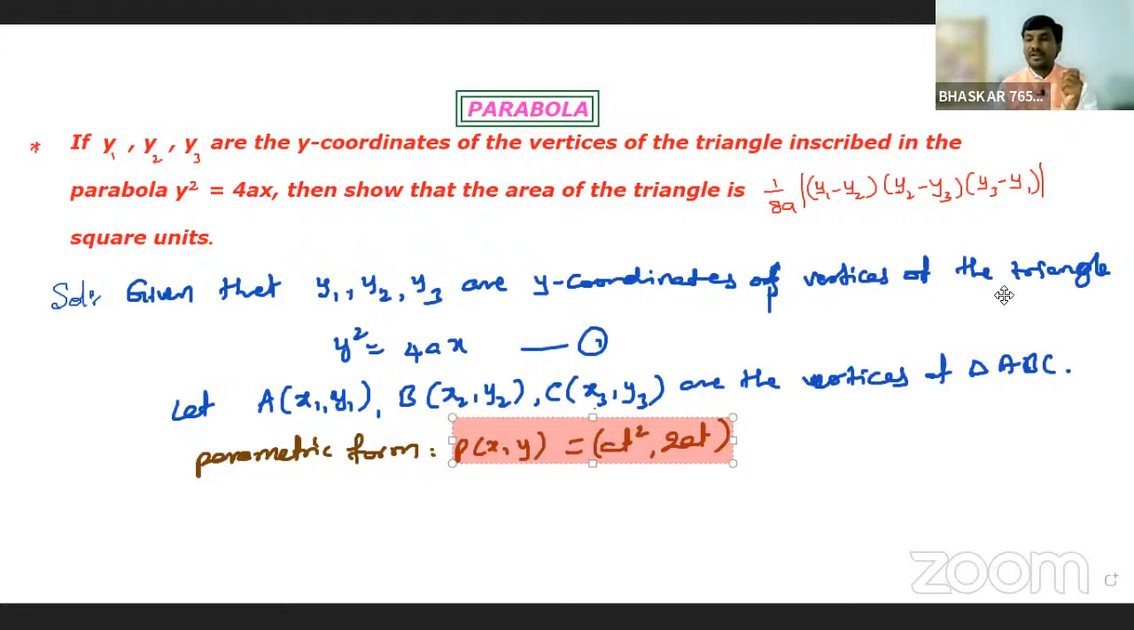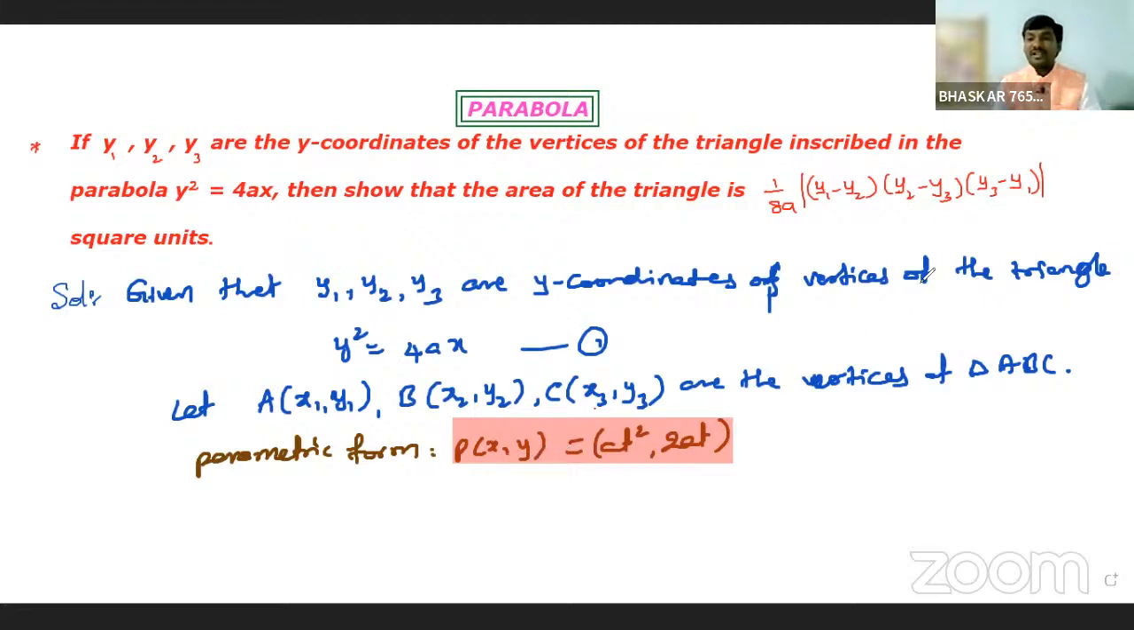What is the formula for the parametric form? (a t square, 2at). Once again, (a t square, 2at). Very good. Repeating the formula is important. If you are perfect with one or two formulas, you can solve the problem easily. The remaining simplification part is easy, you just have to remember the formula. So (a t square, 2at) is the formula.